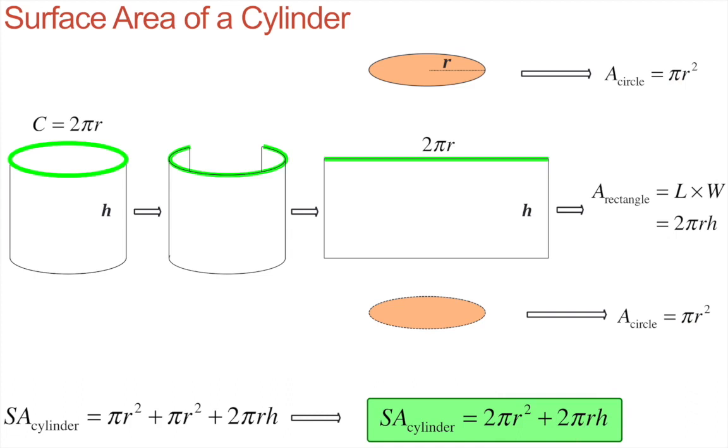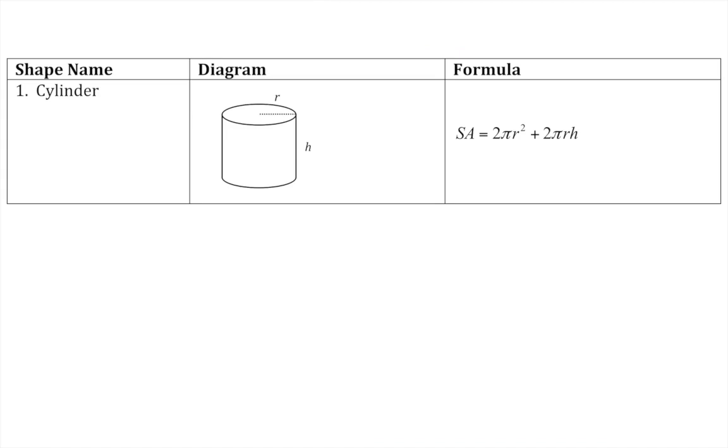Now, there is another way you can write it, but I'm not going to worry about showing you that because I don't want to confuse you at this stage. We'll work with this way. Now, there's our formula, our summary. When we have a cylinder, that's what a cylinder looks like. We've got a radius and a height. The formula to find the surface area is 2 lots of pi r squared plus 2 lots of pi r h.